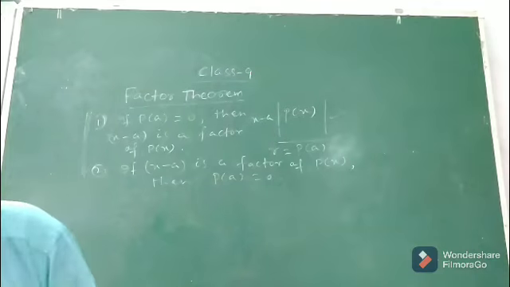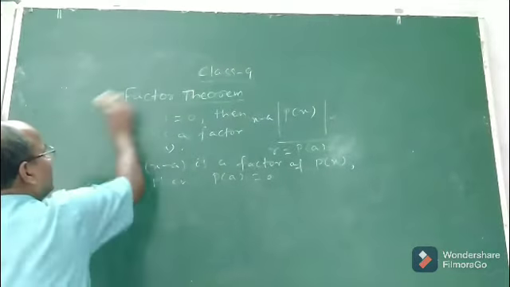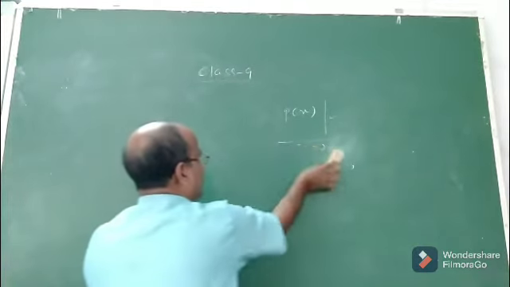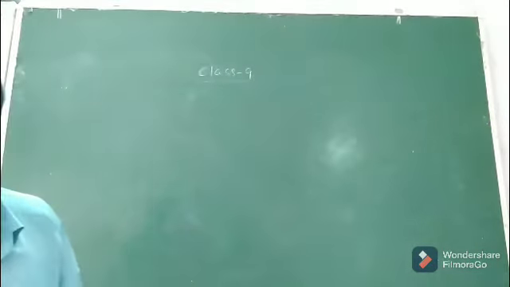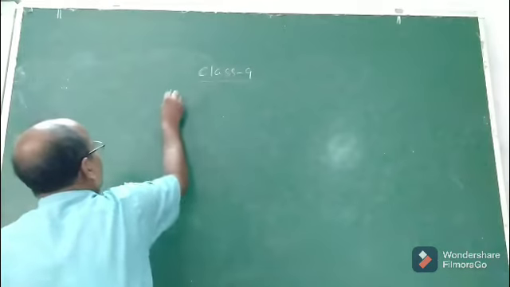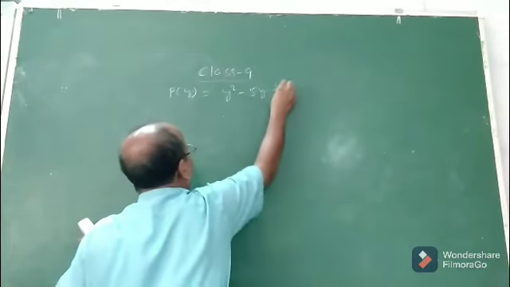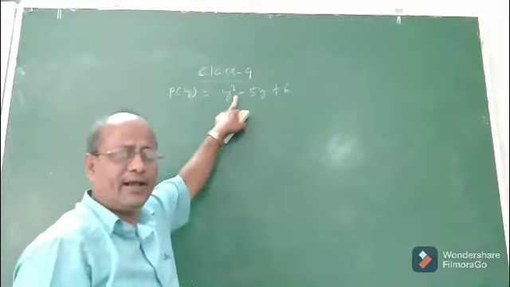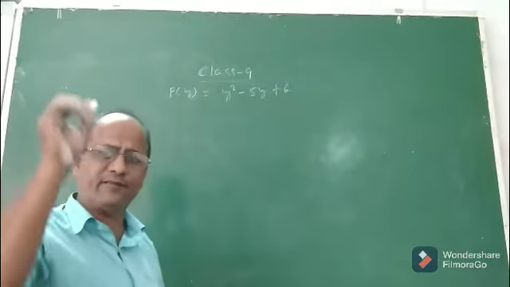I am giving one example so that you will understand it better. Let us take one example where we find the application of factor theorem in factorizing a polynomial, any degree polynomial. Suppose you are given a polynomial in variable y: y square minus 5y plus 6. See children, this is a quadratic polynomial, degree is 2. Any degree polynomial we can factorize using the concept of factor theorem. That is why factor theorem is very important.